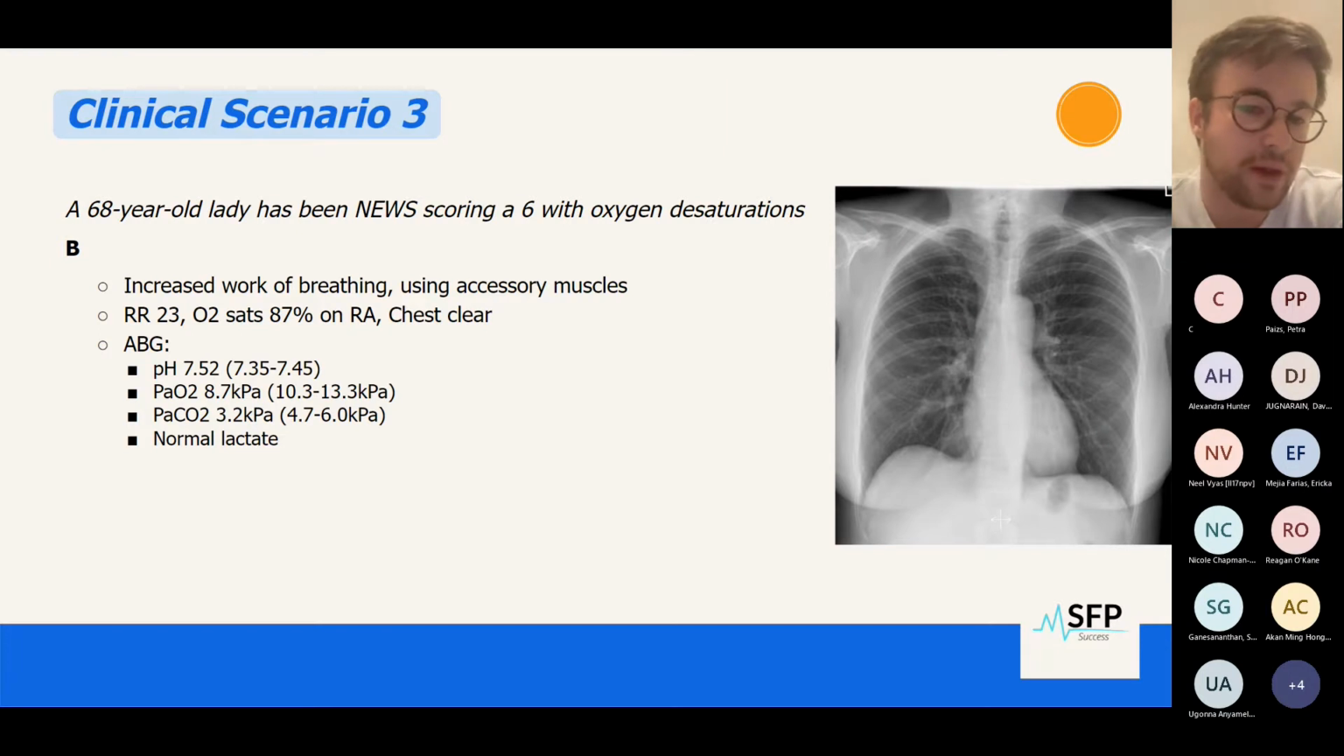So here she's got increased work of breathing, using accessory muscles. She's tachypneic. On room air, she's on 87%. So we can give her oxygen, like you said. Her chest is clear. We do a chest X-ray and an ABG. What are your thoughts on the ABG and the chest X-ray? So we're seeing an alkalosis picture, given the high pH, oxygen is less than normal, and CO2 is low. So I'm considering type 2 respiratory failure.